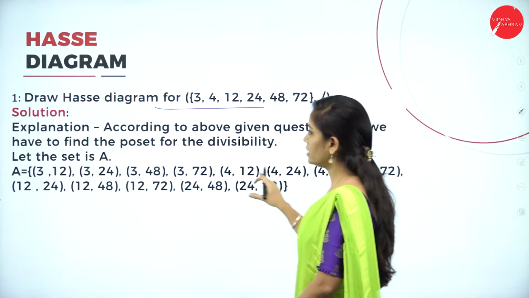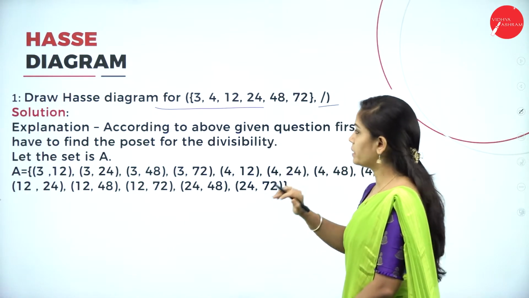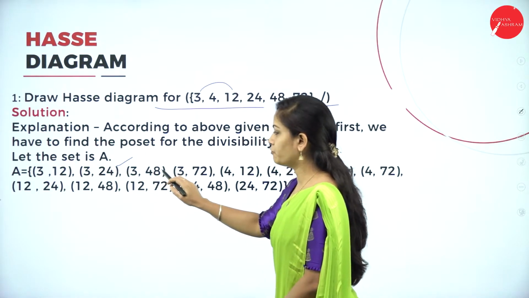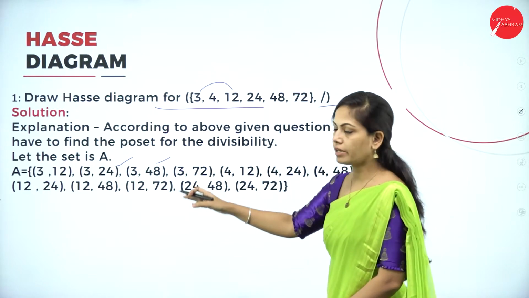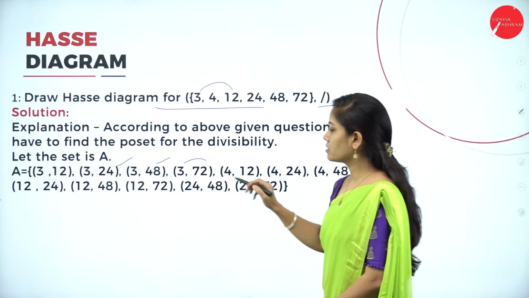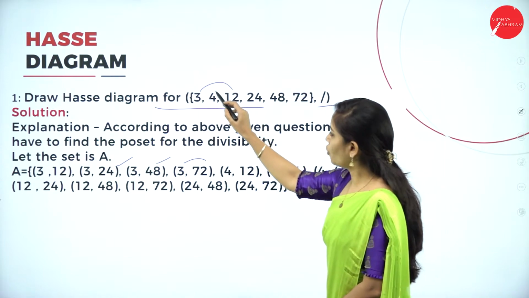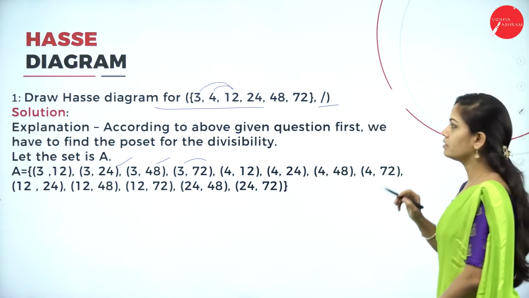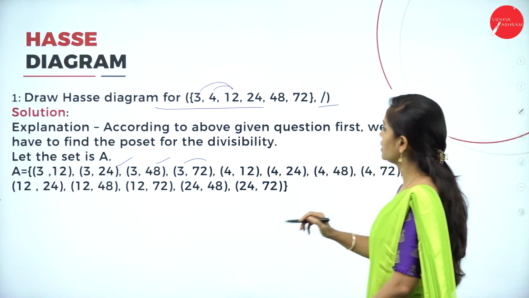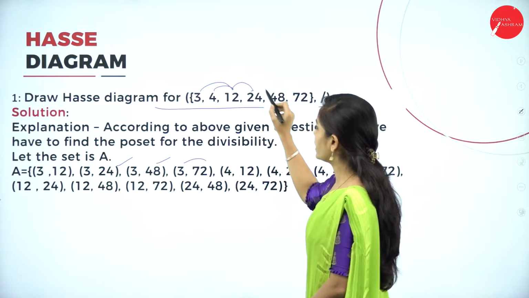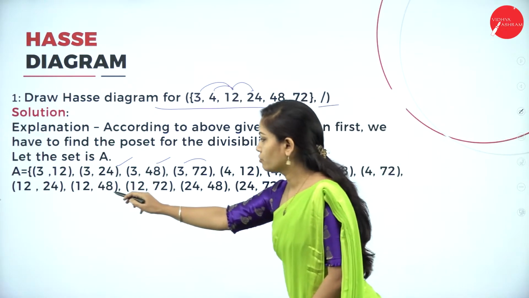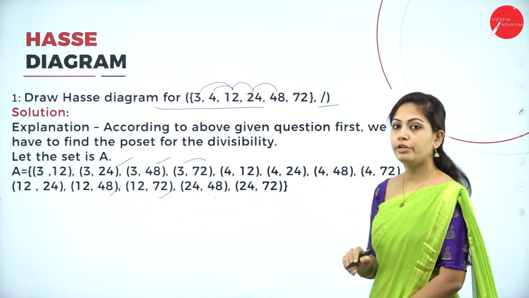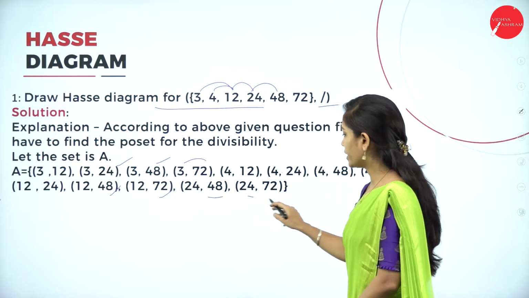So first you have to find the relations according to the divisibility. So here 3 can divide 12, 3 can divide 24, 3 can divide 48. I have written the relations, and 3 can divide 72, and 4 can divide 12, 24, 48 and 72. And the next element is 12. 12 can divide 24, 48 and 72. And the next element is 24. 24 can divide 48. 24 can divide 72.